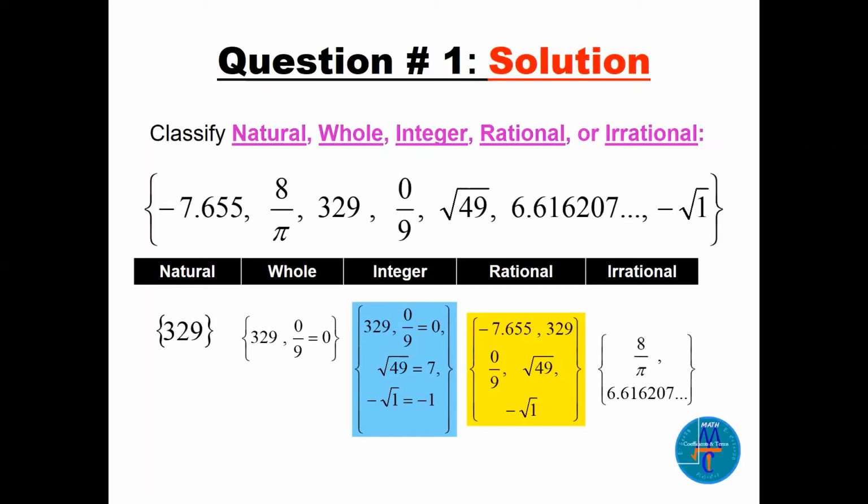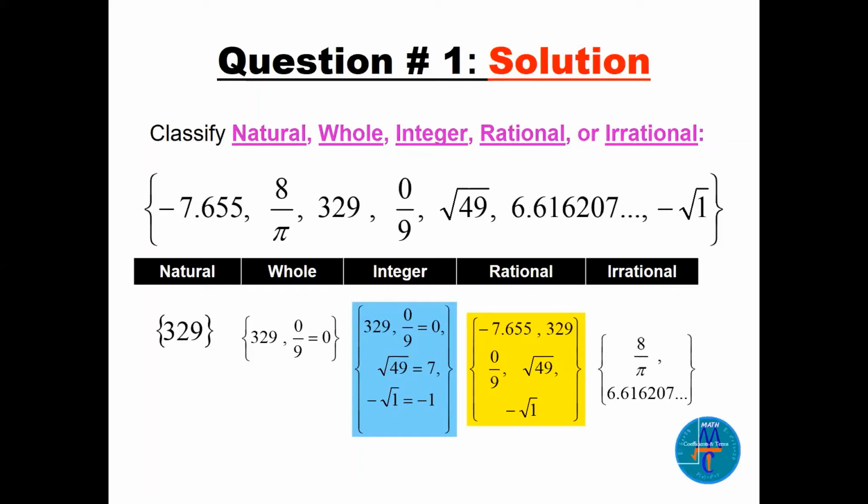Now, let's see the rational numbers. What are the rational numbers? Minus 7.655. See, that's rational, terminating. 329, every integer is rational. See, all the integers are rationals. And 0, square root of 49, minus square root of 1.